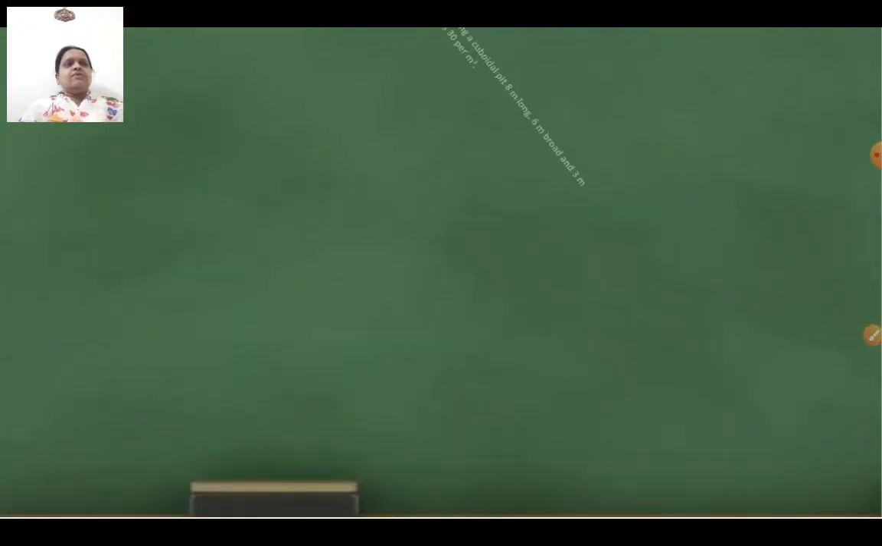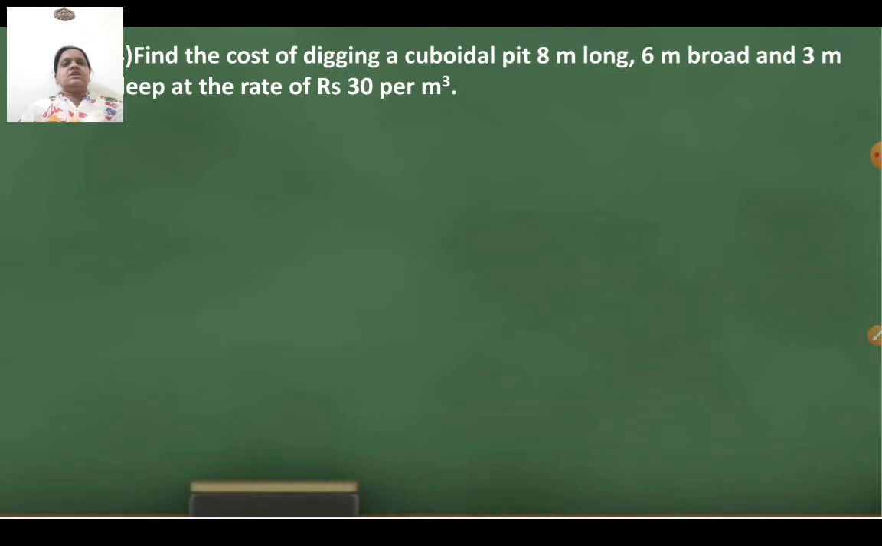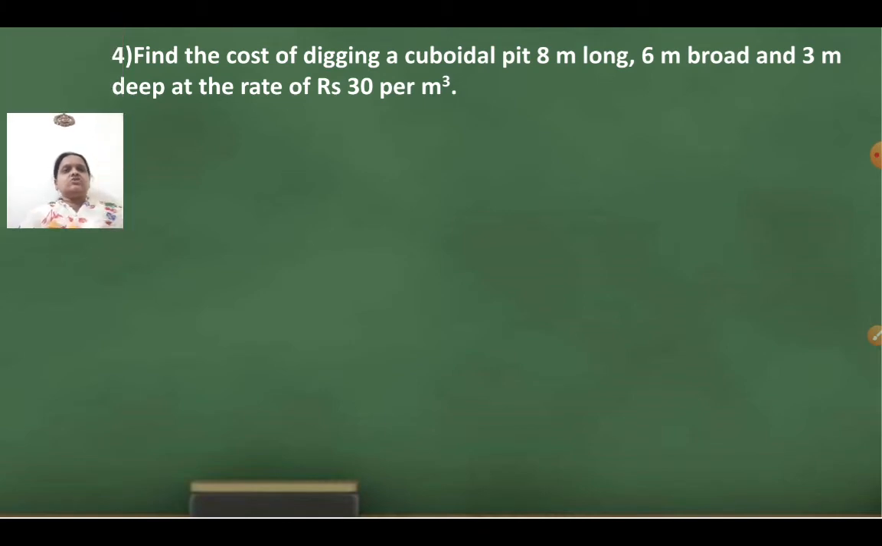In 13.5, we have completed the first three questions. Let us see question number 4. Find the cost of digging a cuboidal pit 8 meter long, 6 meter broad and 3 meter deep at a rate of rupees 30 per meter cube.